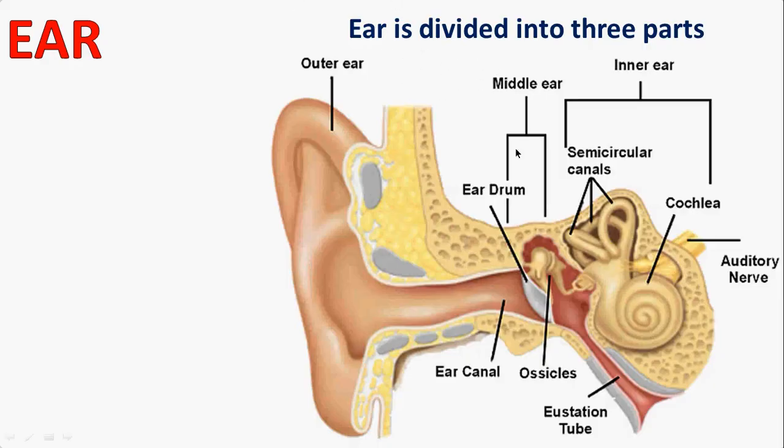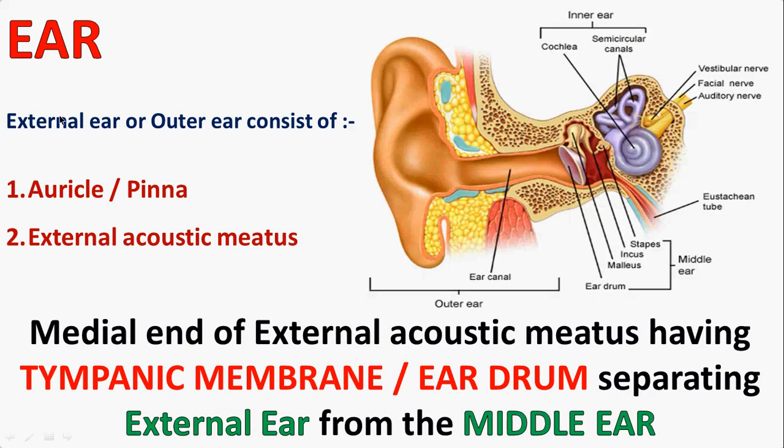The ear is divided into three parts. That is the outer ear or external ear, this is the middle ear, and after that is the inner ear. So the ear is divided into three parts. First we will see about the external ear or outer ear.